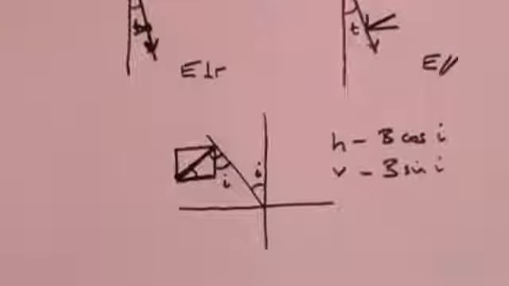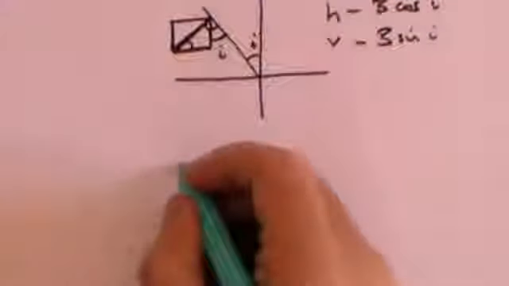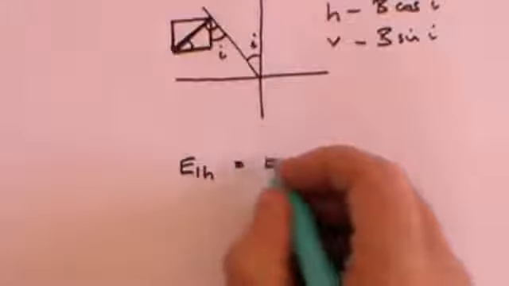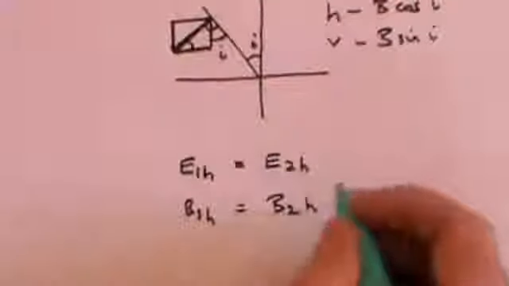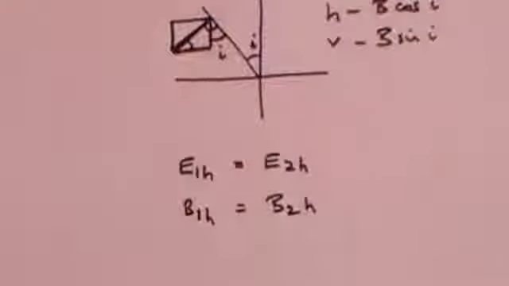Now, although we defined 4 boundary conditions, we're actually only going to need 2. And those are that E1H equals E2H and B1H equals B2H. That is to say, the horizontal components of the E field transport across the boundary, and the horizontal components of the B field transport across the boundary. So any component of the electric or magnetic field which is parallel to the boundary or horizontal to the boundary is going to transport across it.